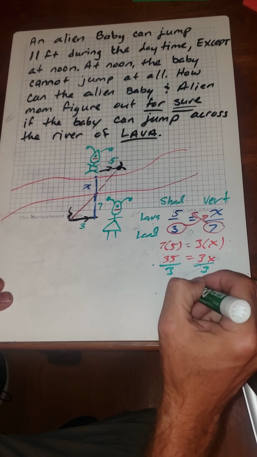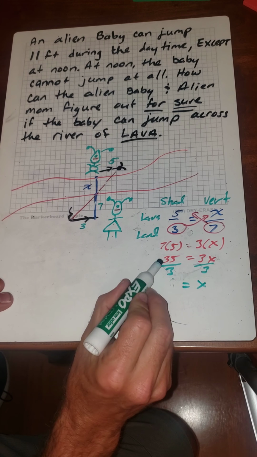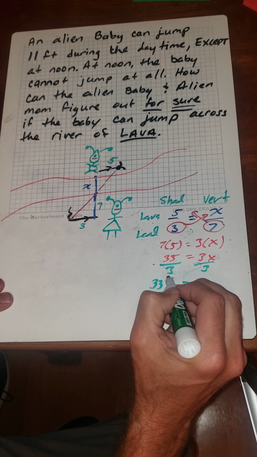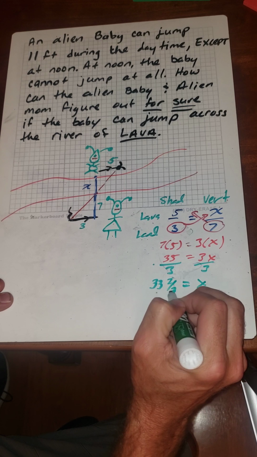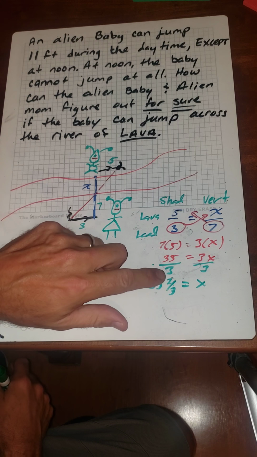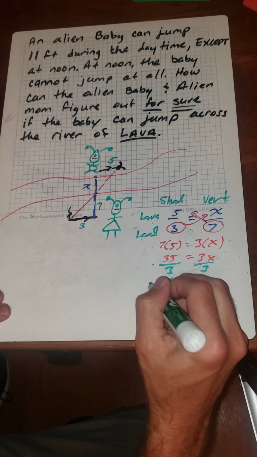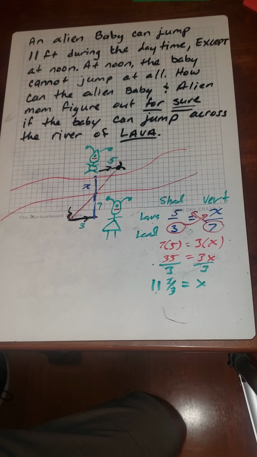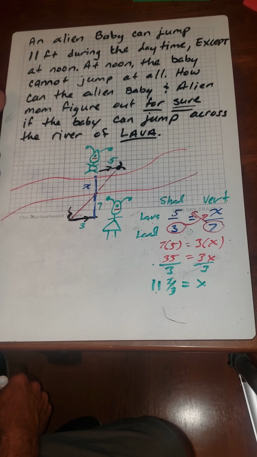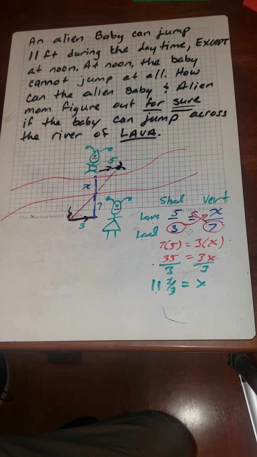So I get X is equal to, and 3 goes into 35, 33, and it doesn't matter what's left over because whatever is left over is too much. Excuse me, it's not 33, it's 11. Nice try. It's 11 and 2/3. And it doesn't matter how much is left over because if it's 1 inch left over, that baby cannot make it because he can only jump 11 feet. So if that baby tries to jump over the lava, it is good night for the alien baby.